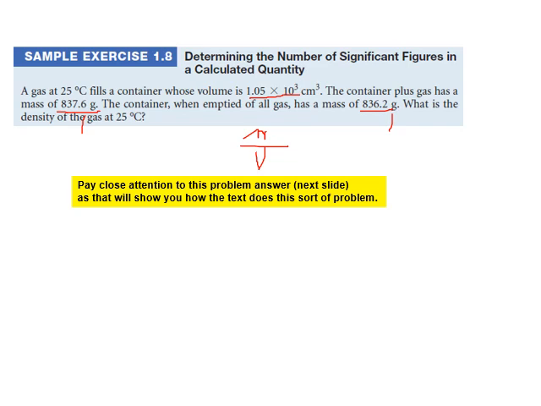So then once you do that, you divide by the volume, and we have that. The volume was given to us straight up right here, 1.05 times 10 to the third cc's. So what we have here is a two-step thing. First, we have to subtract 837.6 minus 836.2. And that's an addition/subtraction.